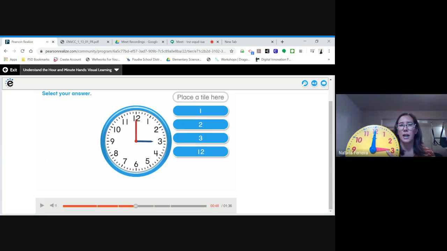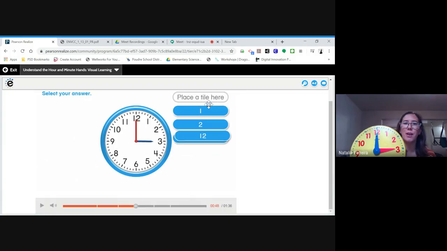This is the hour hand. So is this the number we're looking for? No, it asks what number is the minute hand pointing to? What number is that? It is the number 12.